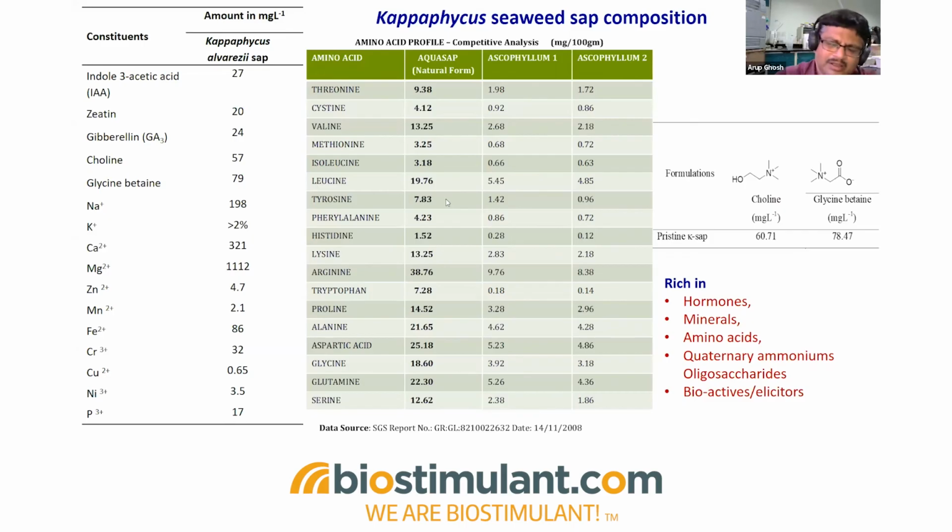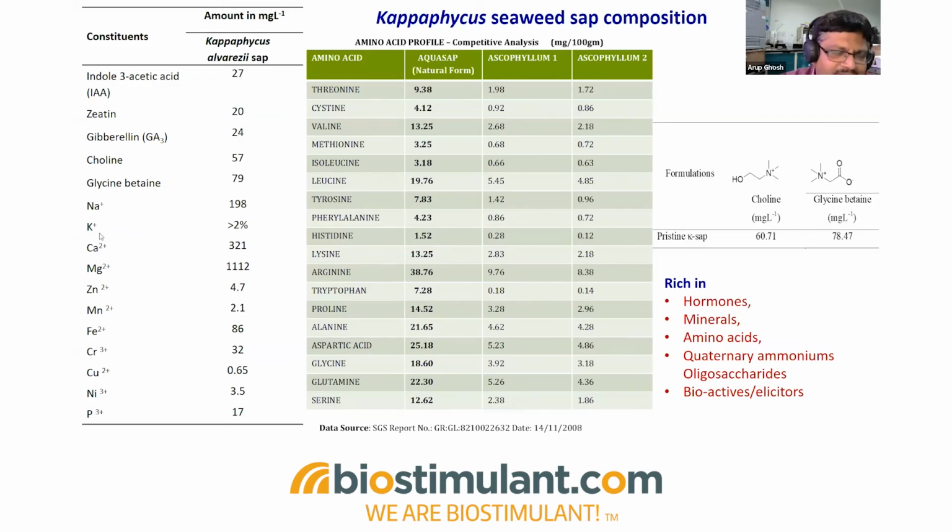Right now we are concentrating on which constituents are lost, or which remain present. We found that this Aquasap is the Kappaphycus sap, and Ascophyllum is the cold water species. These are the commercial ones, and we tested them in terms of amino acids, and we found that even in the tropical ones, there are several amino acids which are as high as or even better than what is present in the cold water species. So it's a comparison of different seaweeds which we are also doing right now.